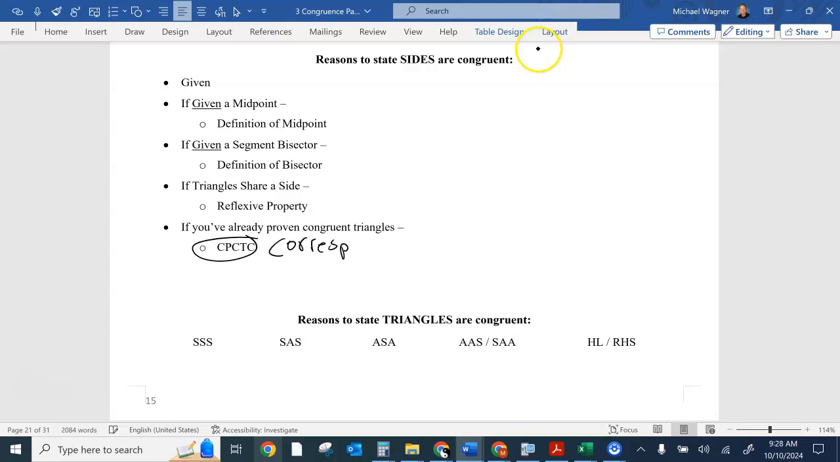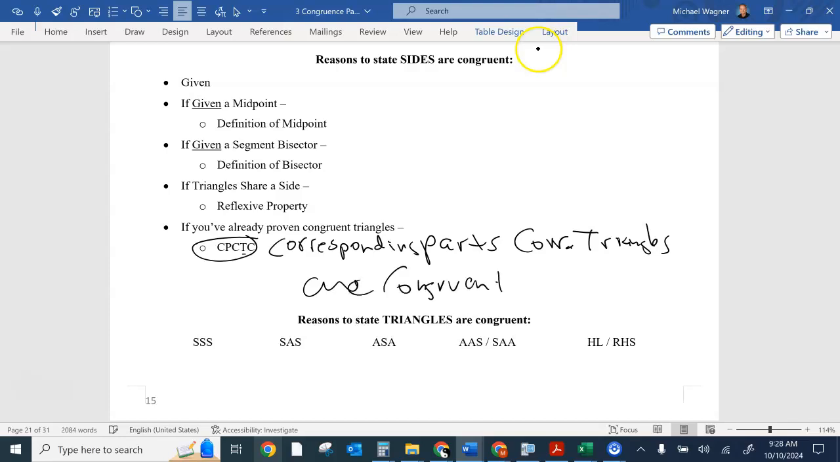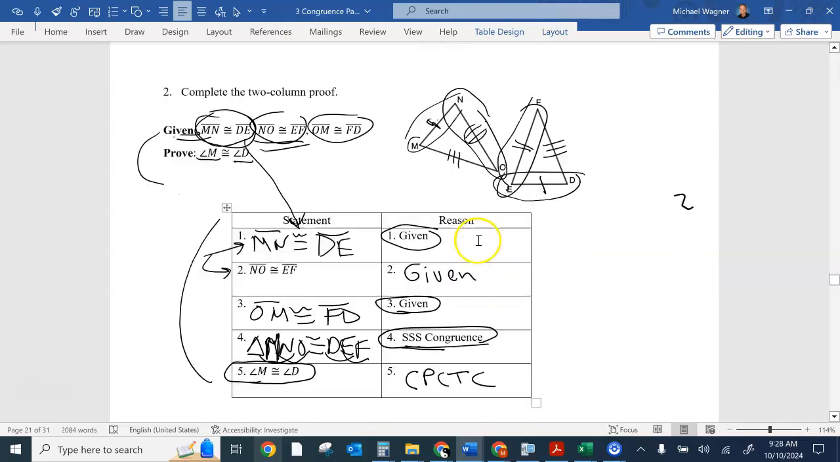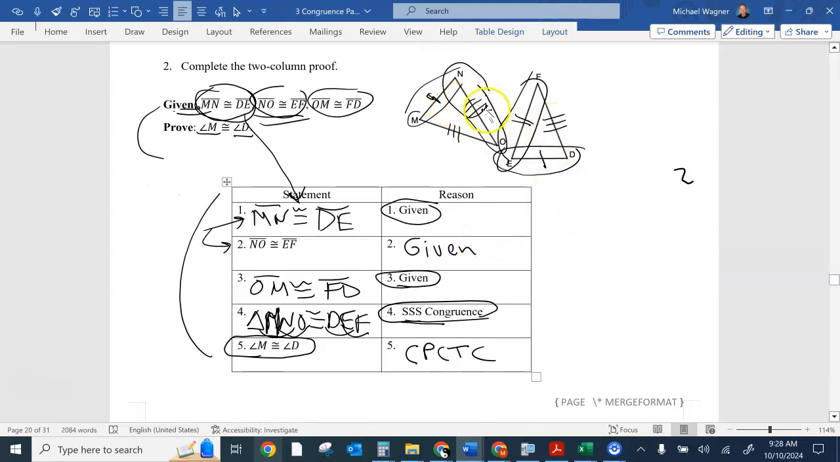Corresponding parts, the next P is parts, of corresponding, I'm going to abbreviate that, triangles are the last, so that was the T, the triangles, are congruent. Simply, this means if the whole, if both triangles together, the whole are congruent, then each of the individual parts are congruent, including the angles.